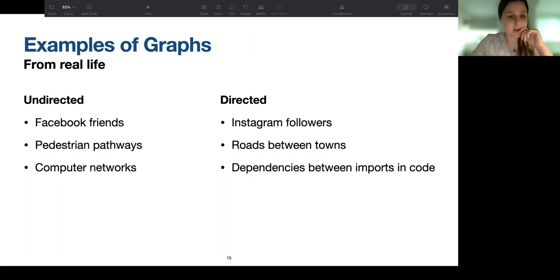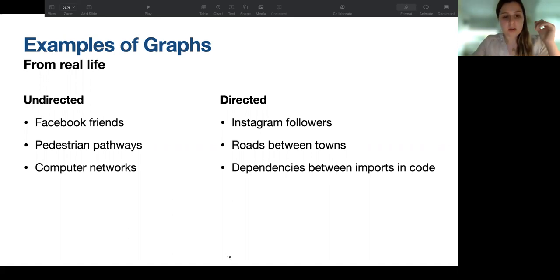Then another good example is pedestrian pathways. Let's say there is a road where you can walk. You can generally walk 2 ways, right? And that would be an undirected graph.